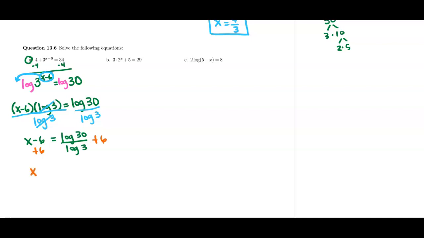And now let's round it to the nearest tenth. Yep, awesome. Guys are saying 9.1. That looks great.